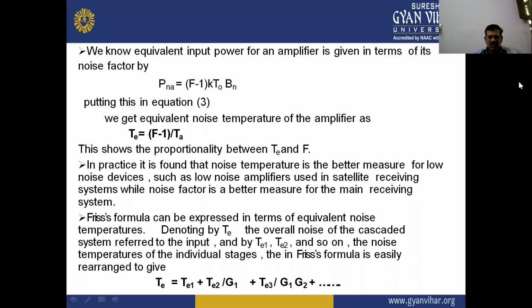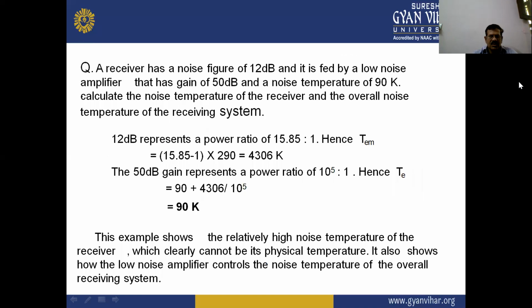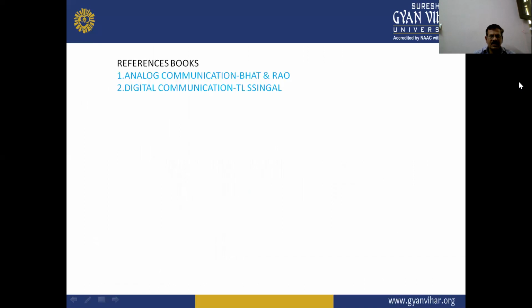The equivalent formula is also expressed in terms of Te1 plus Te2 upon G1 plus Te3 upon G1 G2, and so on. So this is an example of calculating the noise temperature with the help of given data.